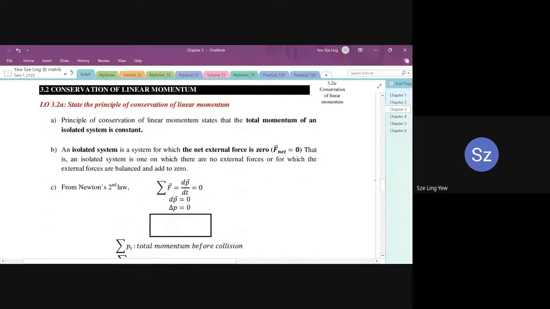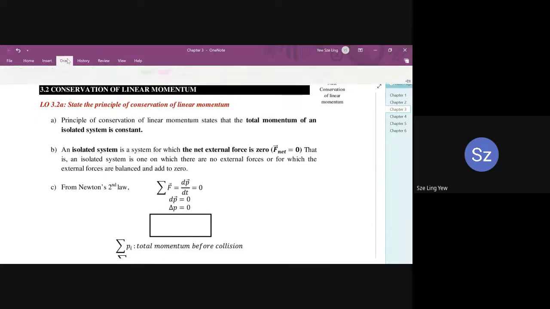Okay, so we are done with the intro part. The intro just asks you to know the definitions for impulse and momentum and also the relationship between those two quantities. So the main course today is actually the conservation of linear momentum.